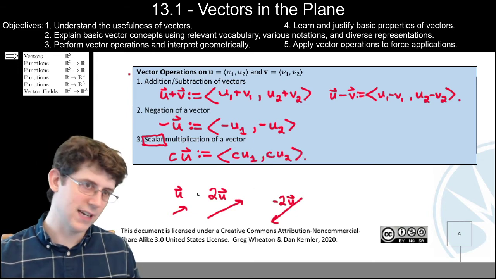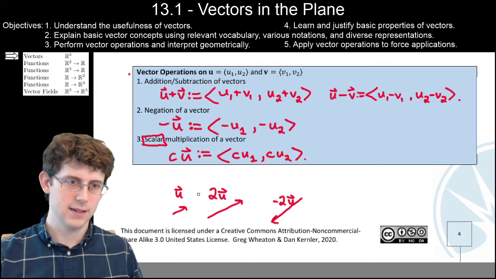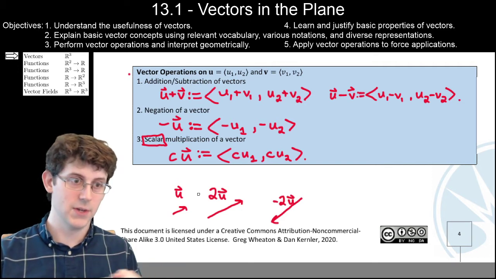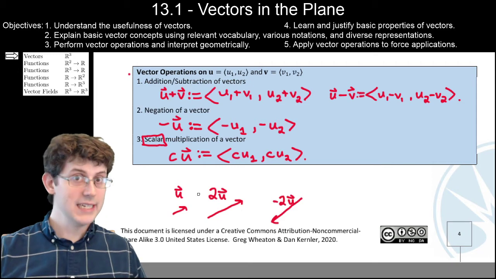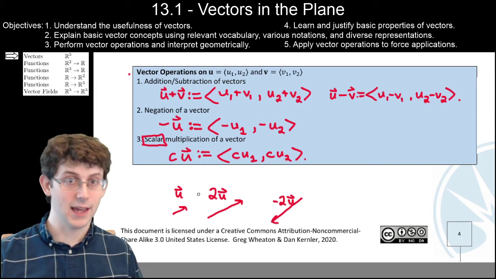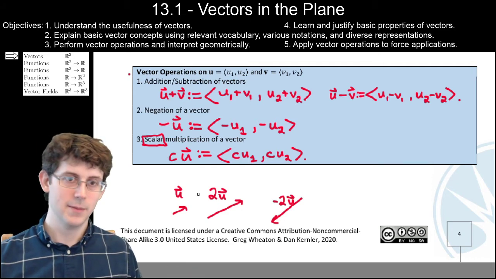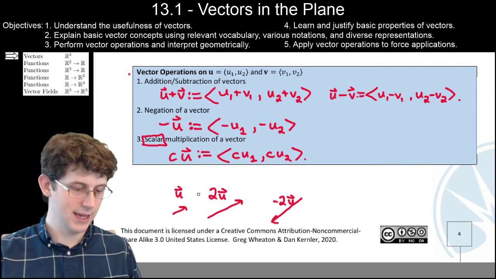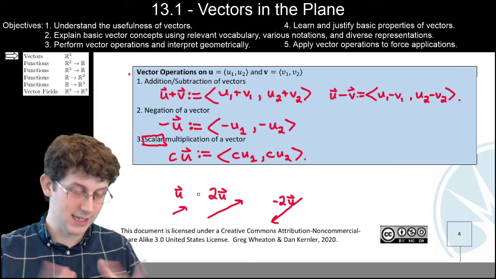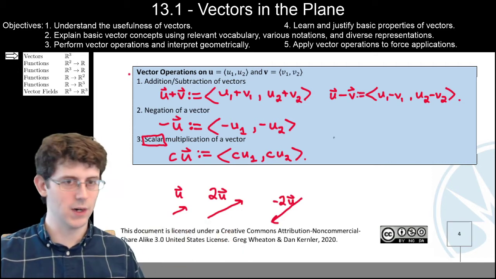So these are the vector operations. You can add, subtract, negate, and multiply by scalars. What's missing from here is how to multiply two vectors together. We'll figure out a couple different ways to do that later in the chapter. But addition, subtraction, negation, and multiplying by a scalar, like scaling them up or scaling them down, those all just work component-wise.